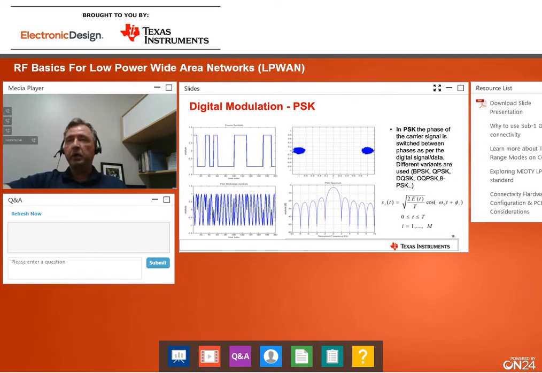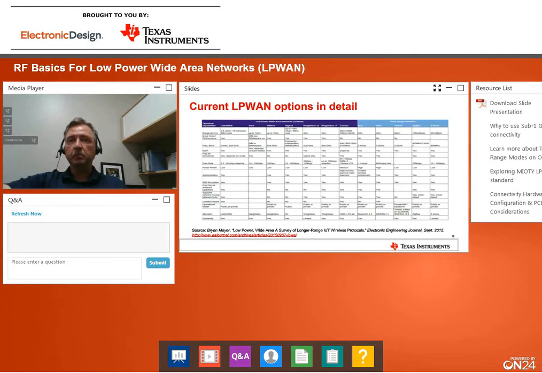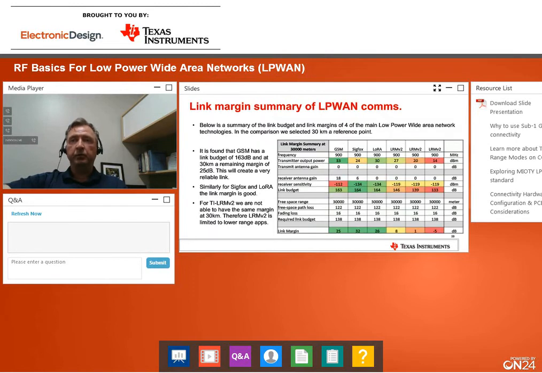I think I'm not going to have time to go through this slide here in detail, but this slide here again is a slide that I got from a research paper, and I'll leave this in the deck. It effectively compares all the different standards out there today and looks at range versus power, but I will leave this in the deck for you to look at afterwards.